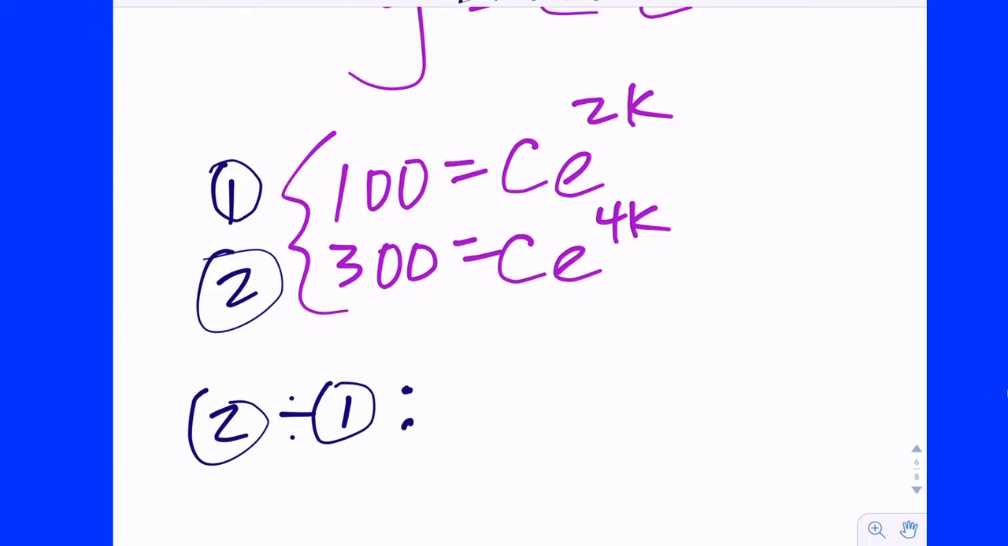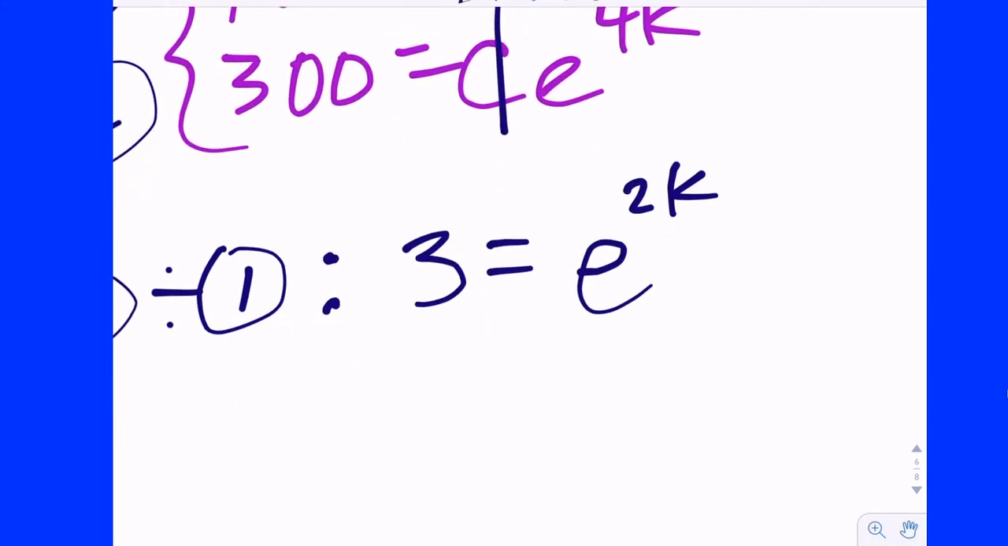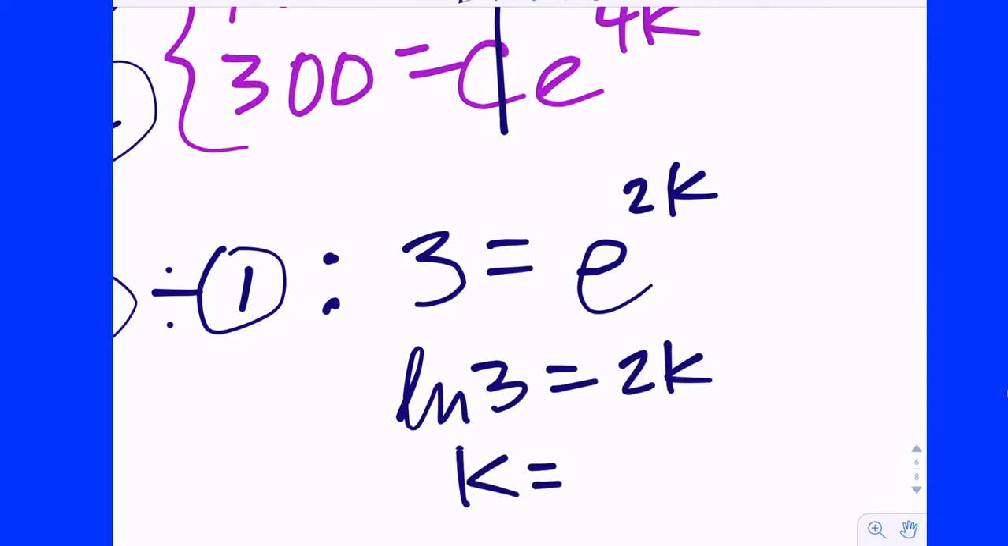300 divided by 100 is 3. What happens with the C's? They divide out. And we're left with e to the 4k divided by e to the 2k, which is e to the 2k. Very good. Now we can take the natural log of both sides, and we get the natural log of 3 equals what? 2k. And k equals 1/2 natural log of 3.